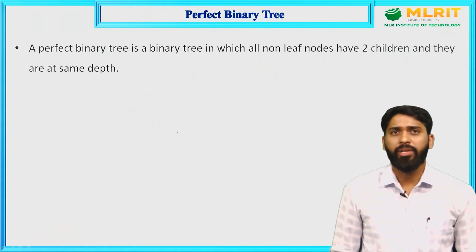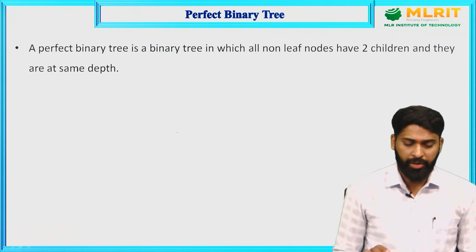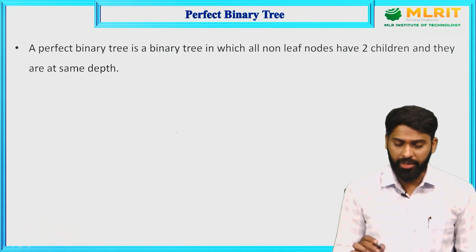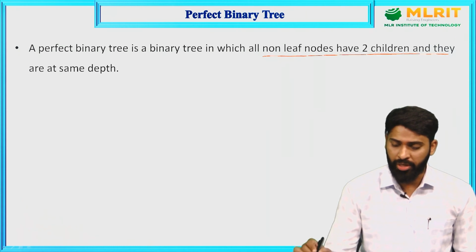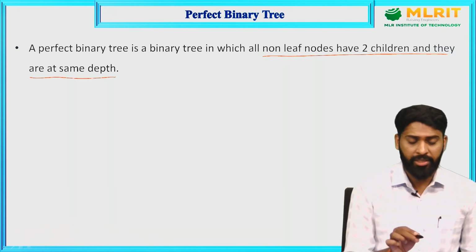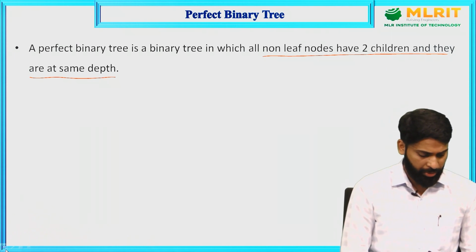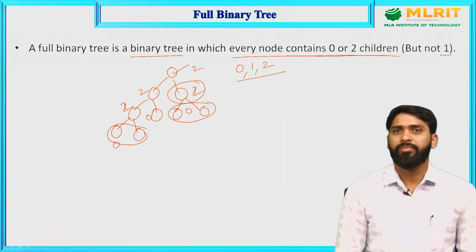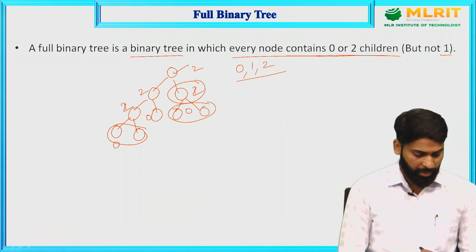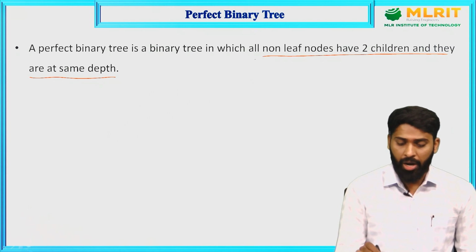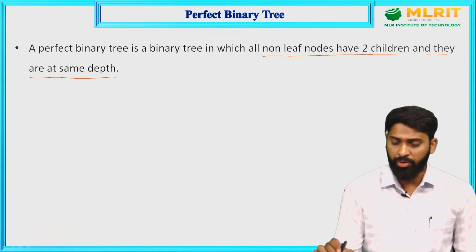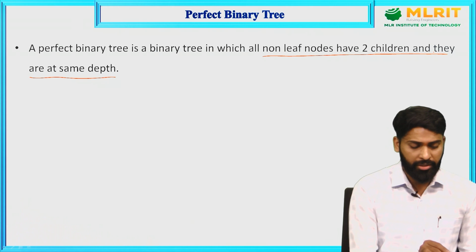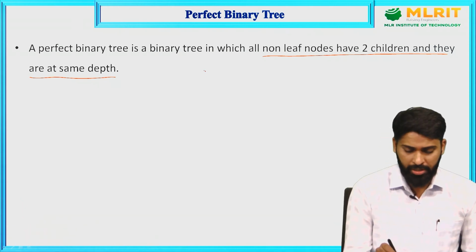Perfect binary tree. A perfect binary tree is a binary tree in which all non-leaf nodes have 2 children and they are at the same depth. In our previous example, if you observe, these leaf nodes are not at the same level. It is a full binary tree, but a perfect binary tree means all non-leaf nodes have 2 children and they are at the same depth. So, consider this example.